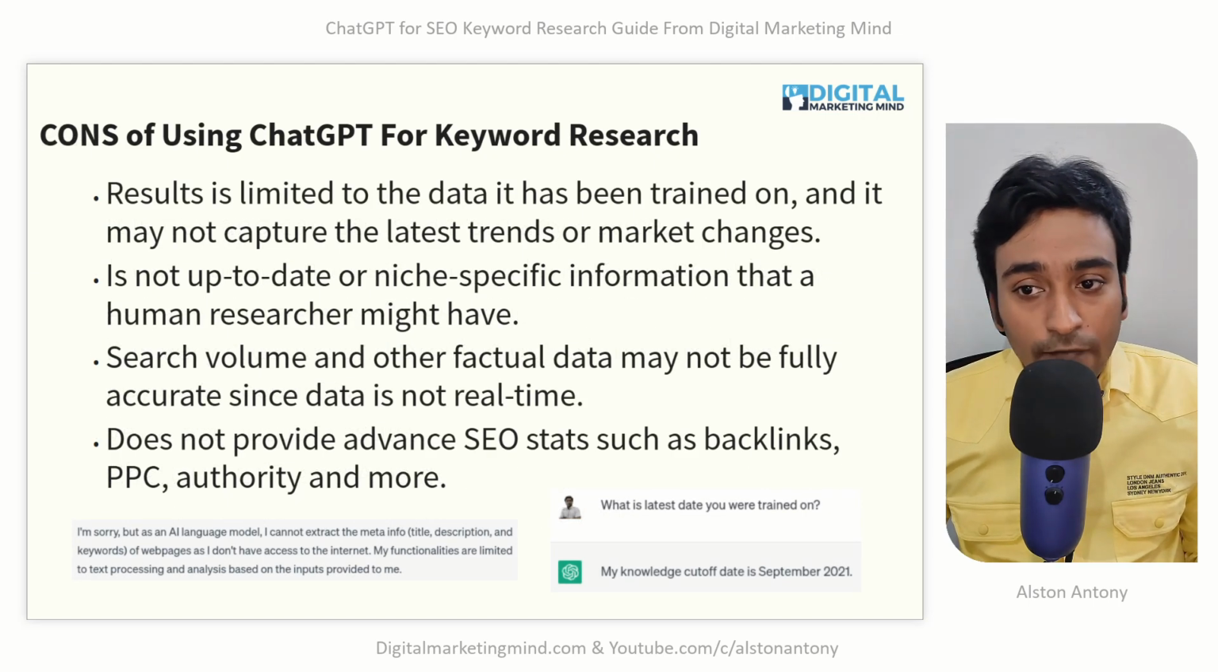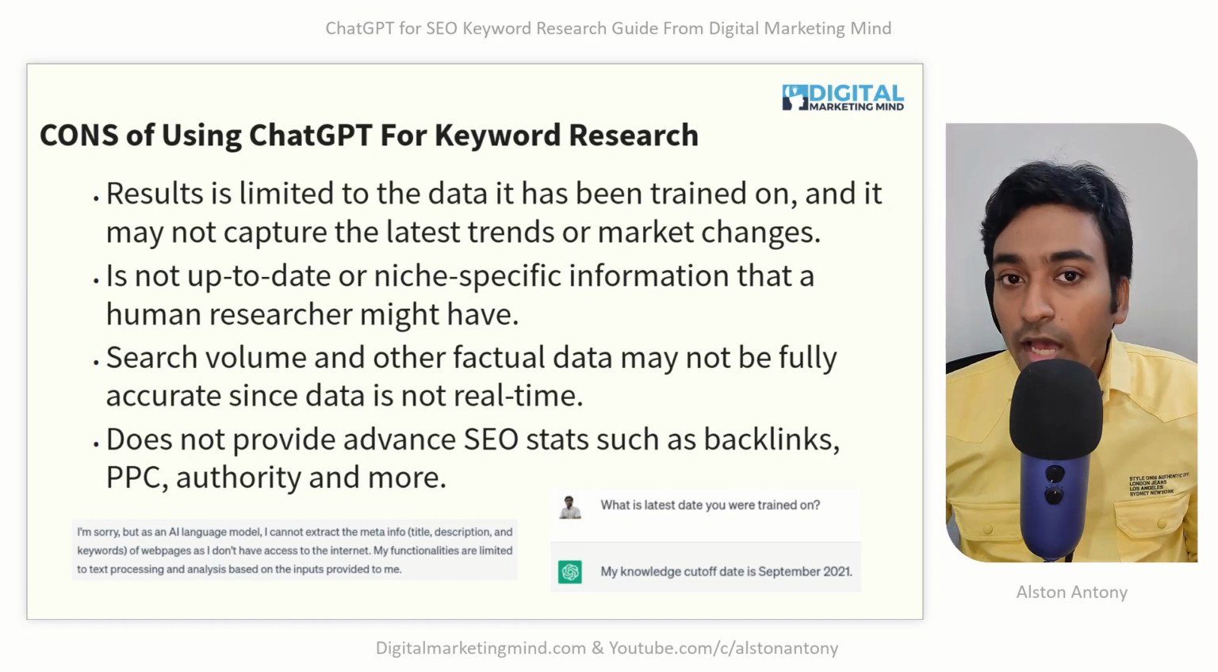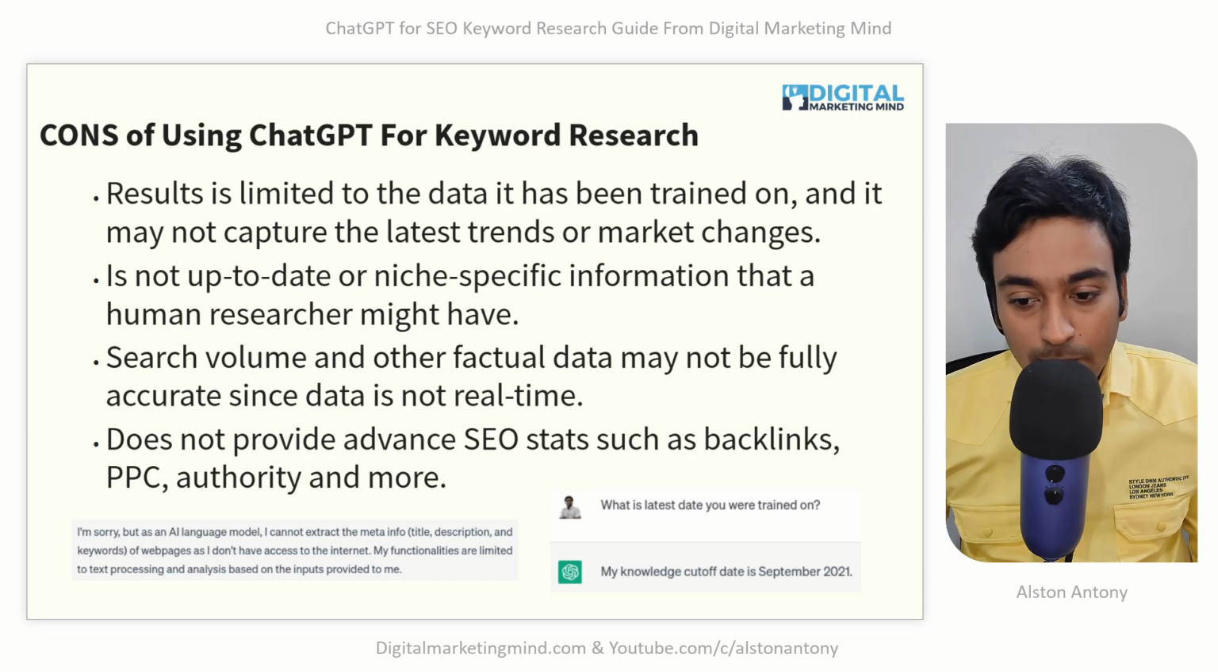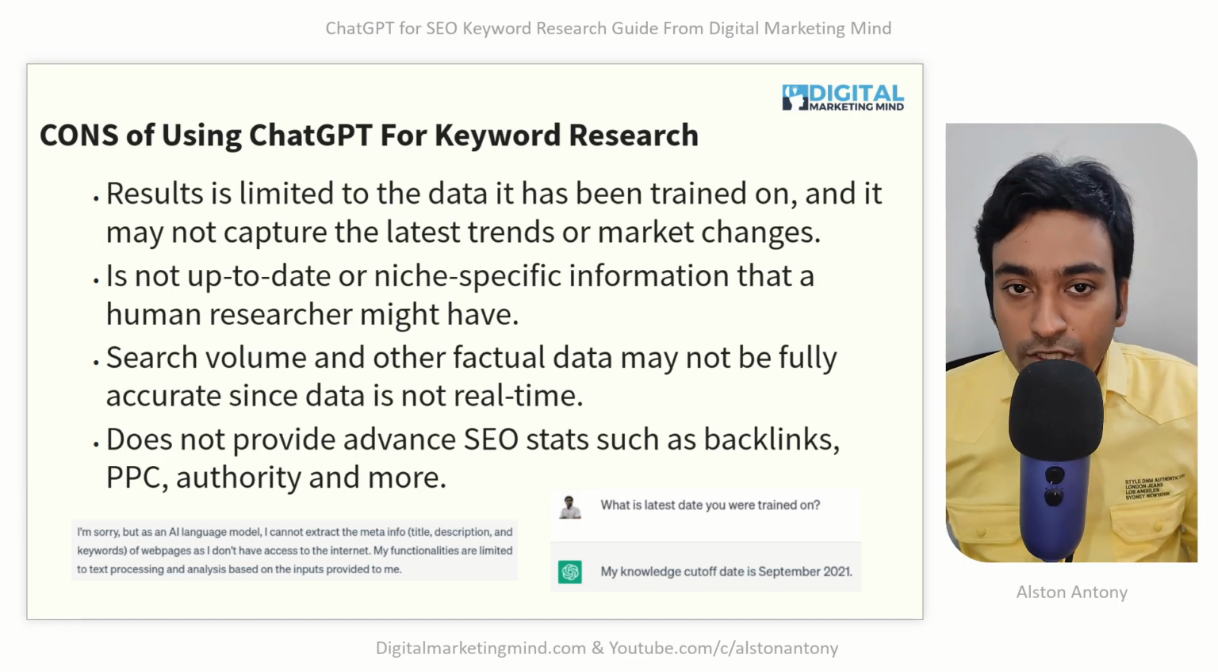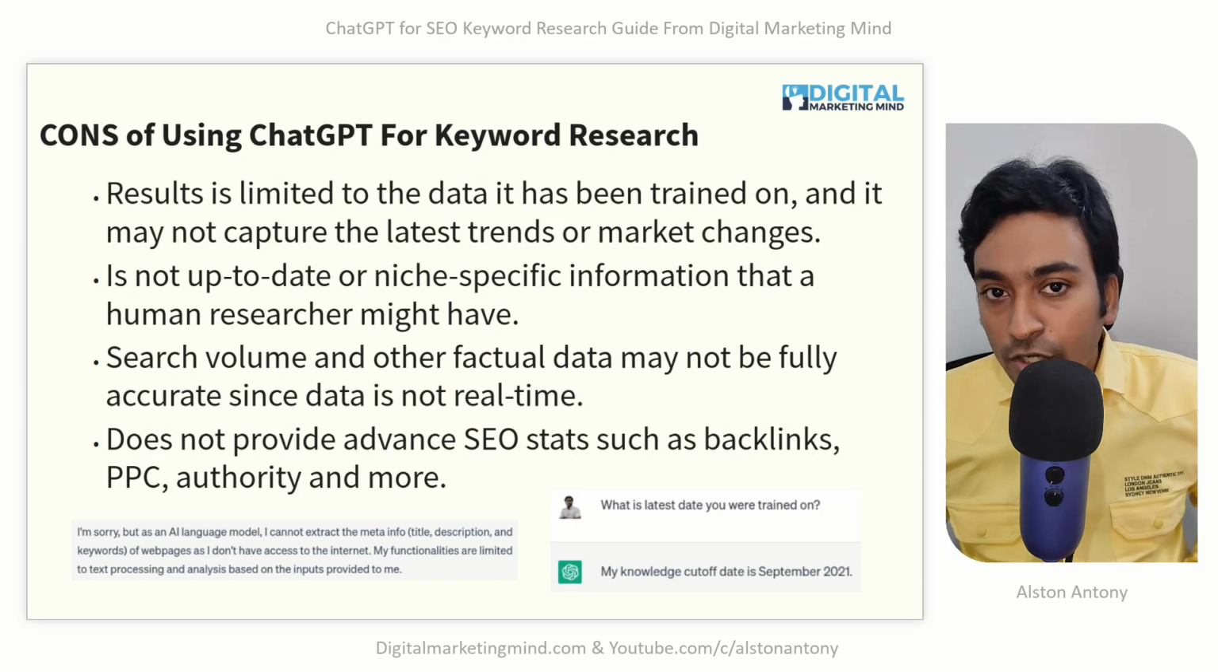Now let us see the cons of using ChatGPT for keyword research. First, I also want you to notice the 2 images which I've shown at the bottom. Those are the main cons which I want to emphasize. First, it is an AI model. Right now, at least as of the time this video is published, it is very limited when you want to work with dynamic pages. This might change when future versions come, but as of now it is limited to text processing and analysis based on the input provided to it. So that is one major con to remember.